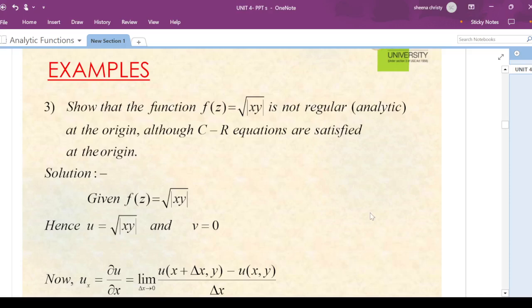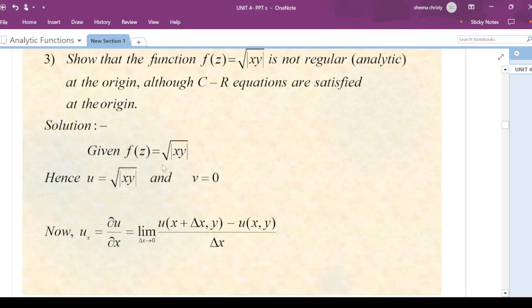In this lecture, we are going to see some examples for checking how the function is regular. Consider this problem. Show that the function f of z equal to root of modulus of xy is not regular, that is not analytic at the origin, although the CR equations are satisfied at the origin. So here you have to find out the function which is not analytic at the origin, but the CR equations of Cartesian form satisfied. So how to prove this?